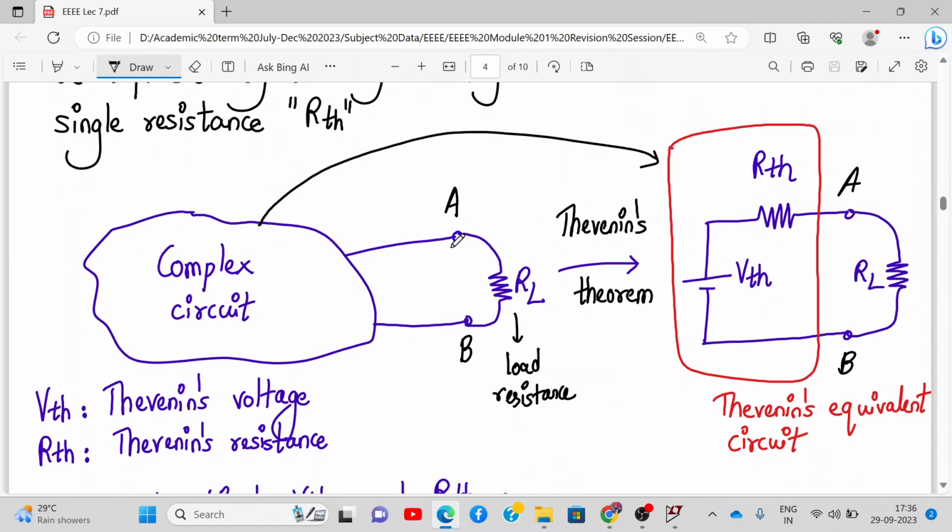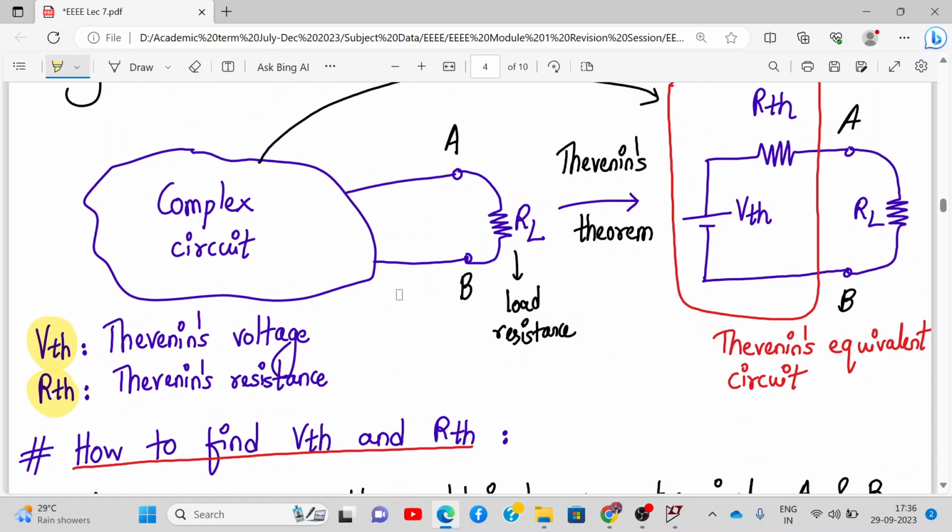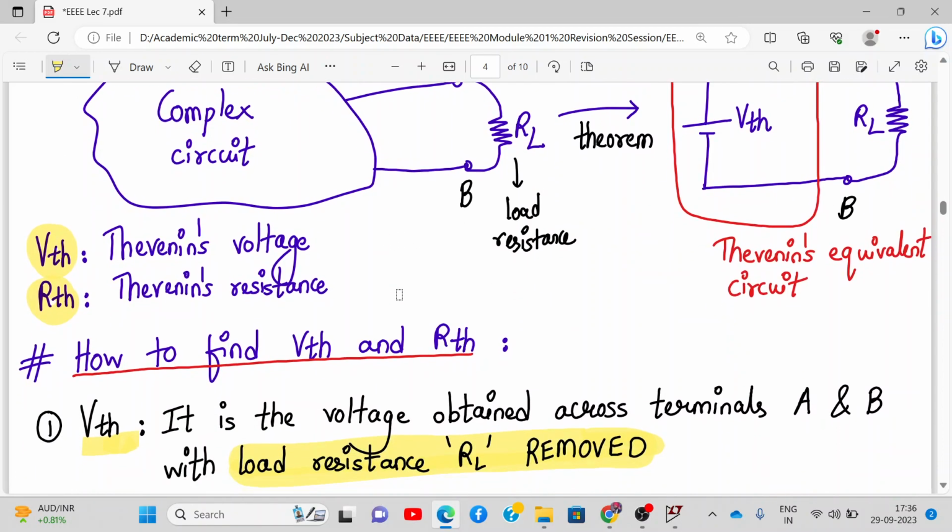Then you connect back your Vth and Rth to A and B, and then you connect back your load resistor RL. So this is what the Thevenin's equivalent circuit means, where Vth is called Thevenin's voltage and Rth is called Thevenin's resistance. So these two are important. Now we will understand the method to find Vth and Rth.